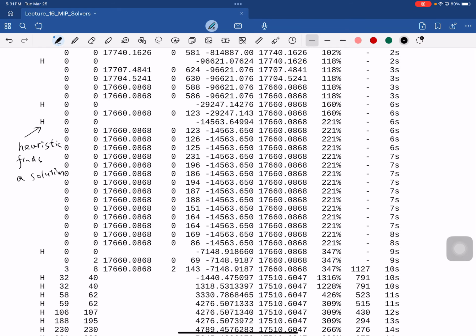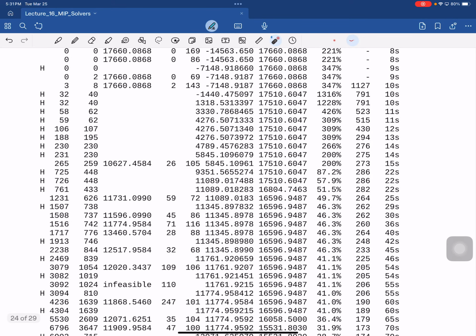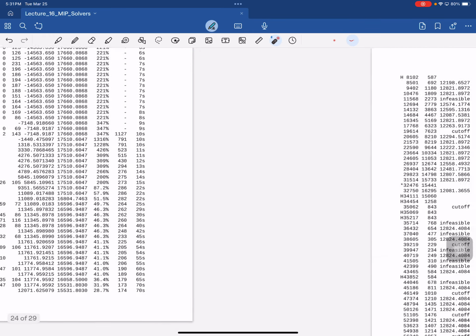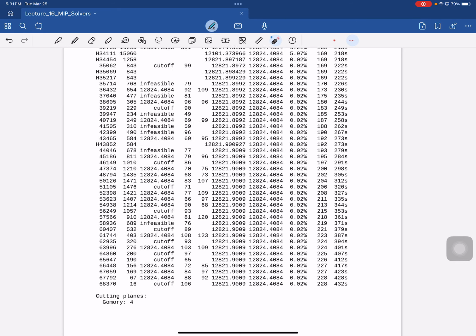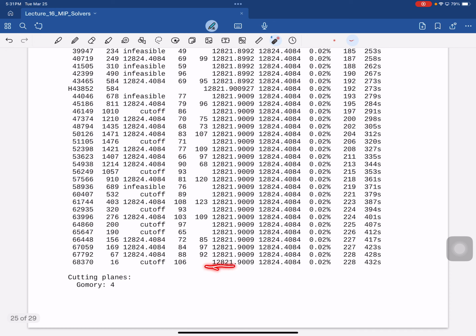Okay. So as you can see, after the root node, the number of nodes will quickly grow. Right? Since once it starts doing branch and bound, the number of nodes will quickly grow. At the end of the day, you can see it will terminate with around 0.02 percent optimality gap, and these are the upper and lower bounds.